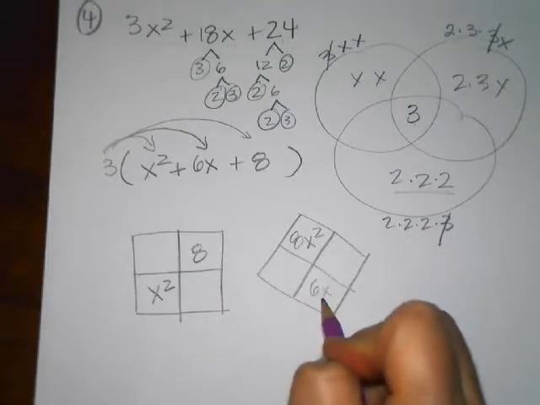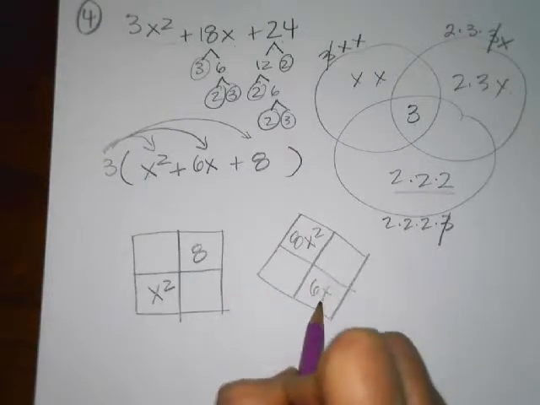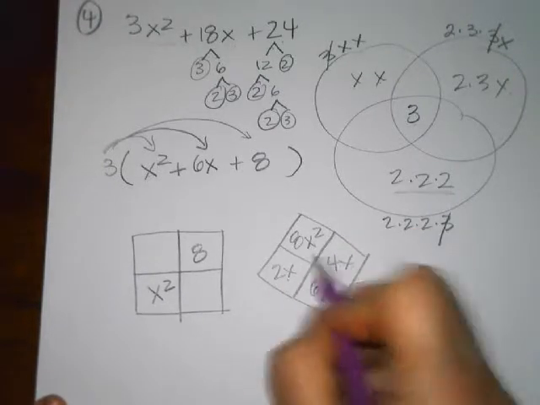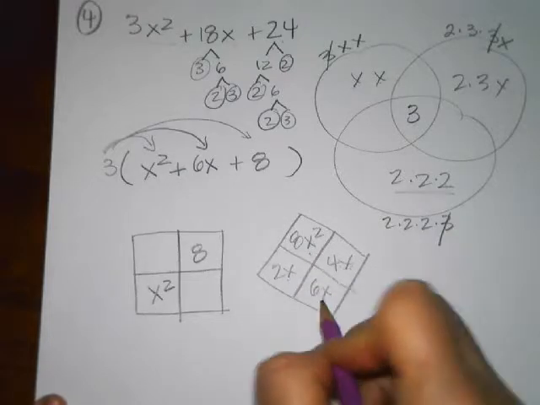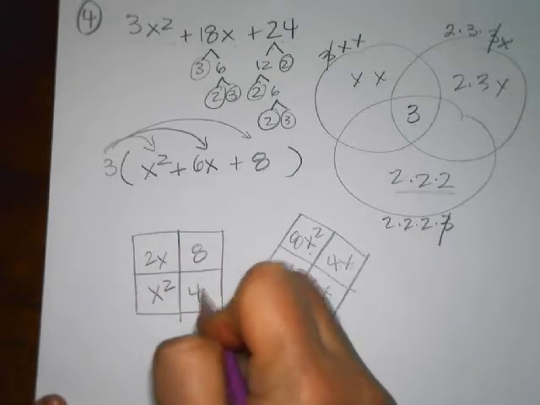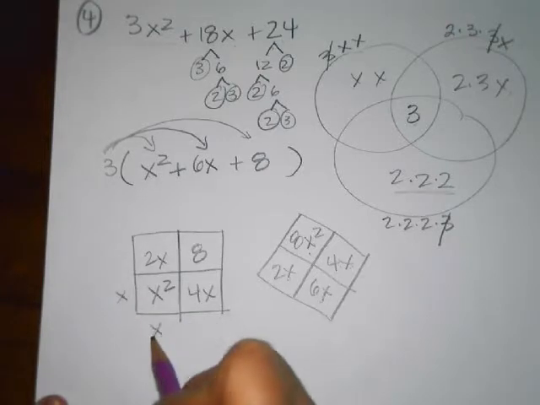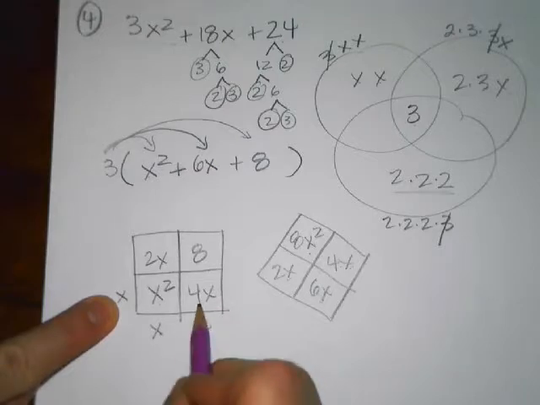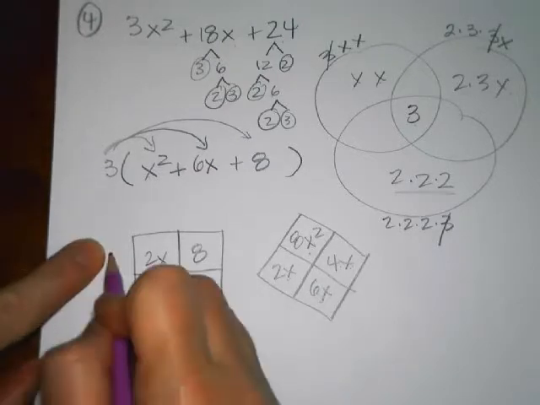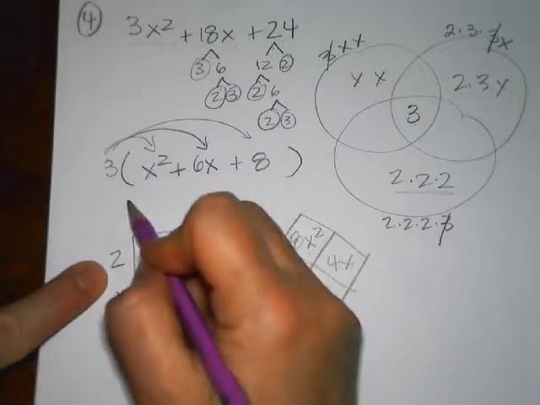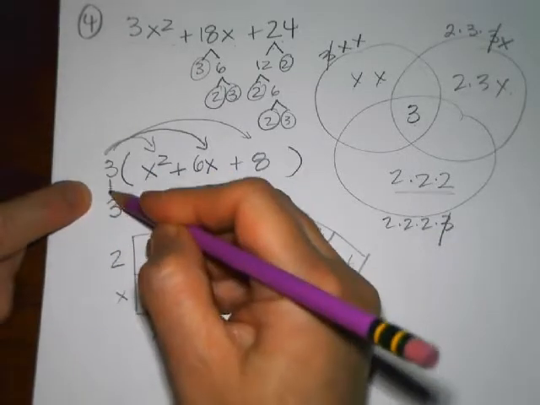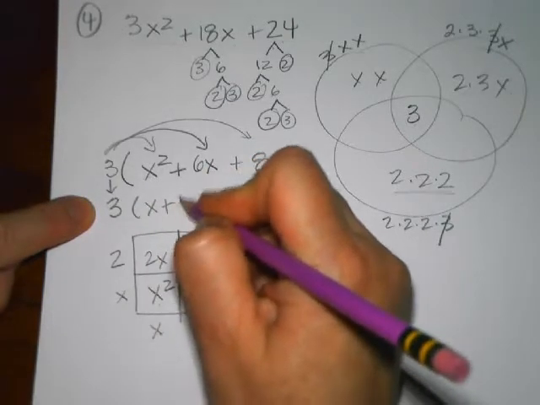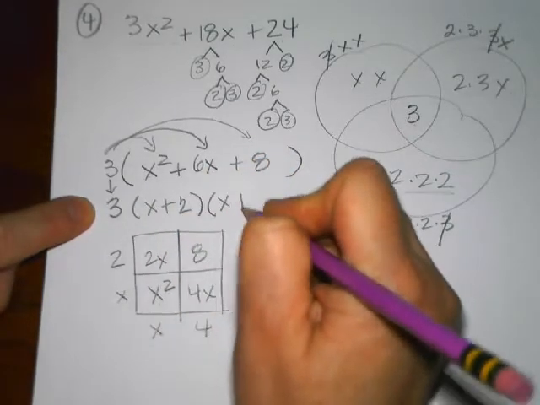Okay, 6x. Okay, so factors of 8x squared that add up to 6x. 2x and 4x. 2x times 4x is 8x squared. 2x plus 4x is 6x. Okay, we know this is going to be x times x is x squared. X times 4 is 4x. X times 2 is 2x. So our final answer, and be careful not to forget about that 3, is going to be 3 times x plus 2 times x plus 4.